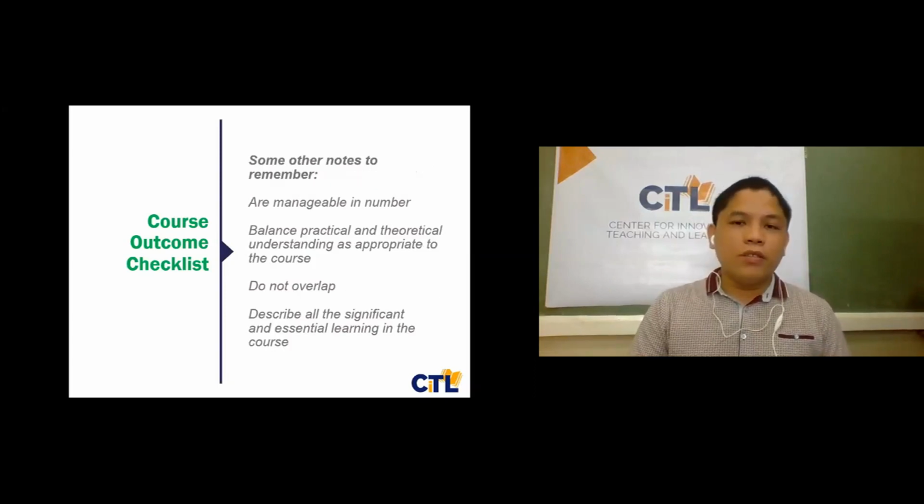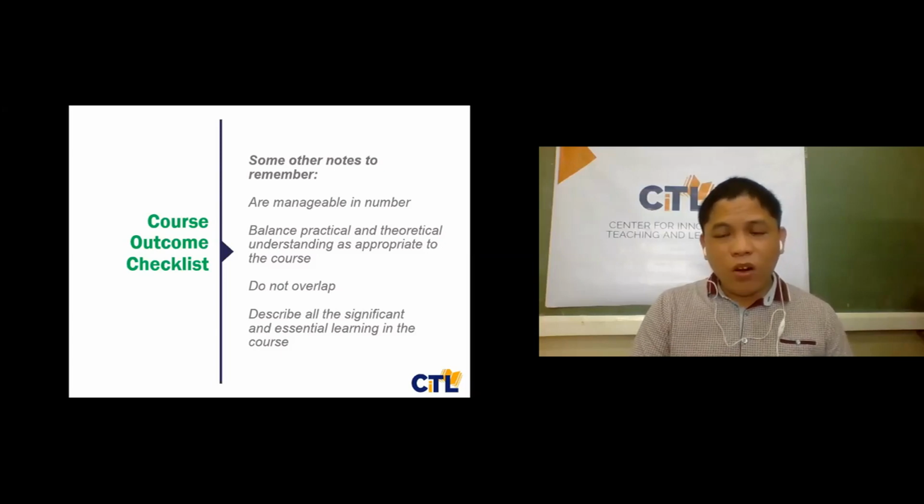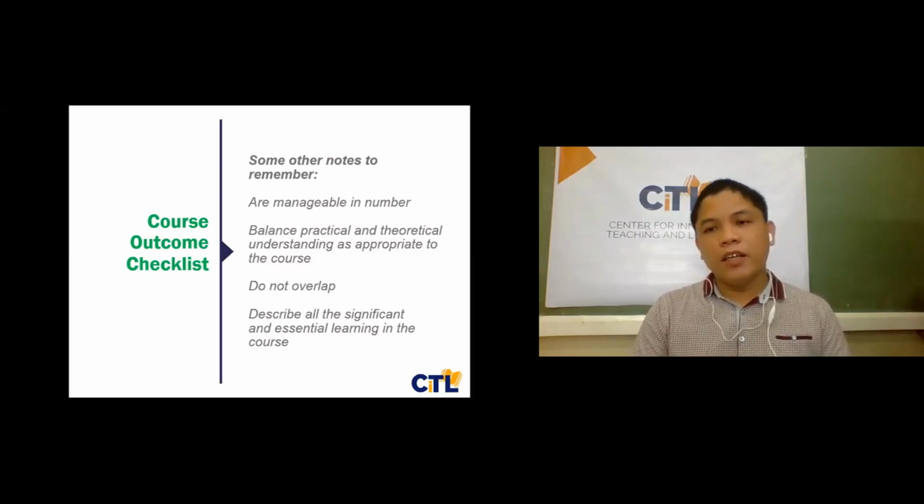Some other notes: they are manageable in number. That's why we said it's only 3 to 5 in number. It should be balanced, practical and theoretical understanding as appropriate to the course. Do not overlap, no redundancy. And describe all the significant and essential learning in the course. As I've said, it's only those essential learning outcomes, or what we call non-negotiable skills, for that particular course.